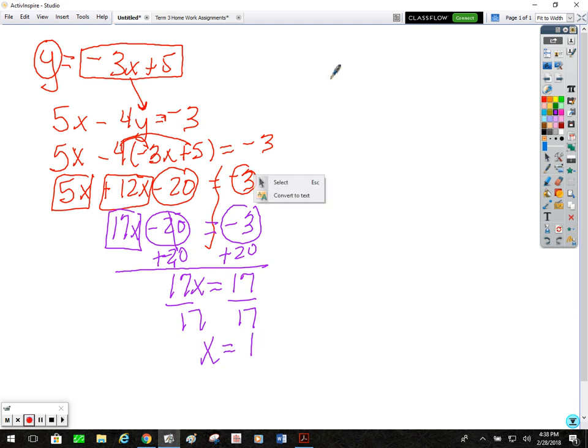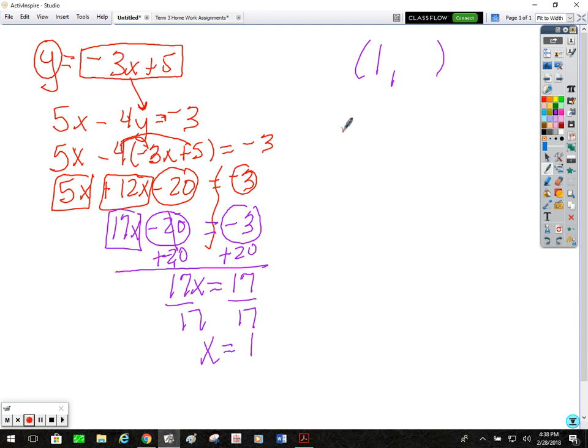All right, so what now? I know half of my solution is 1. I need to find the y value. In this case, it's really simple. You can plug it in either place. I can plug it in for this x, or I can plug it in for this x. There's a little more work if I plug it into that second one. So look at this one right here: the value of y is equal to negative 3 times x plus 5.